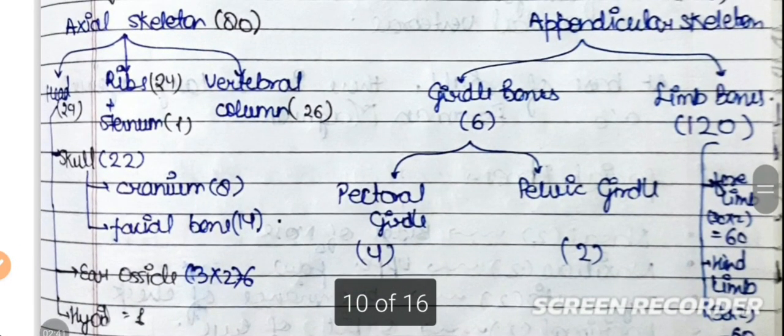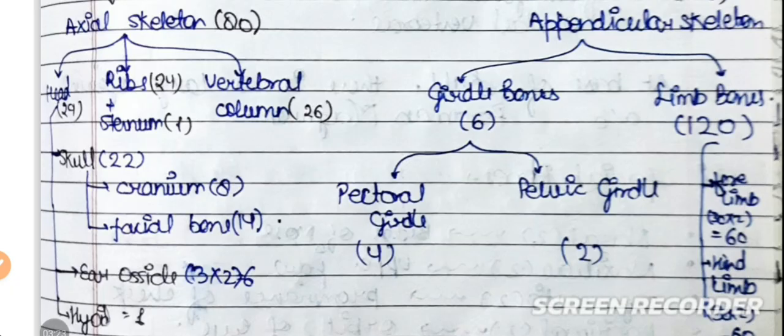Now when we talk about the head, we have 29 bones, in which there is the skull, the ear ossicles, and one single bone, the hyoid bone, which as per the latest NCERT is not a part of the skull. So the hyoid is not a part of the skull but still is a part of the head. So the head consists of 29 bones: 22 skull bones, 3 ear ossicles in each ear, so 6 bones, as well as one hyoid bone. So this is all about the head.